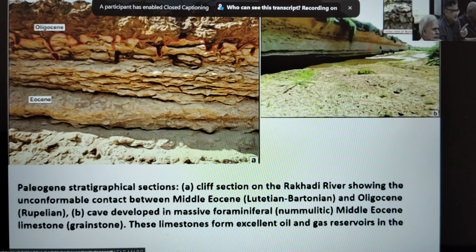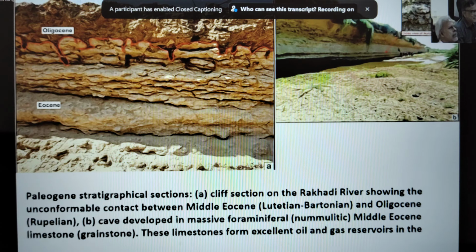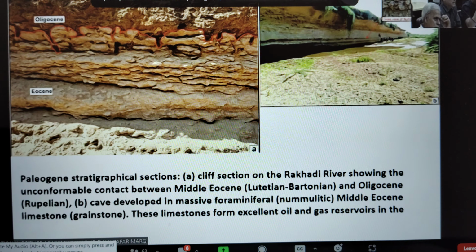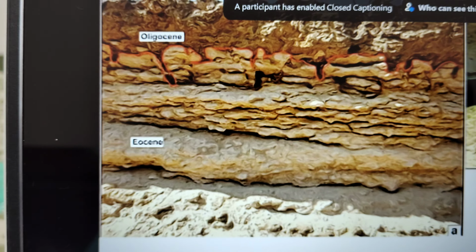Similarly, this Rakhdi River section shows the unconformity between Oligocene and Miocene. This will also be vanished within a few years. Here, this is one of the best sections, and it is famous the world over for the cave limestone, foraminiferal limestone, or nummulitic limestone. Earlier, we proposed that from this river axis to 2.5 kilometers on both sides, it should be kept intact from the miners.